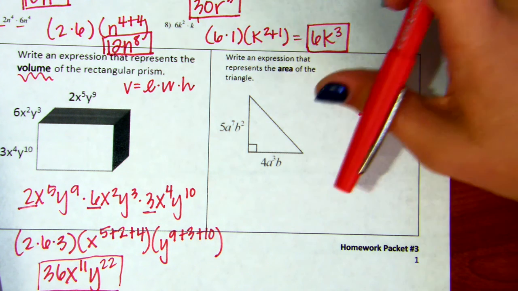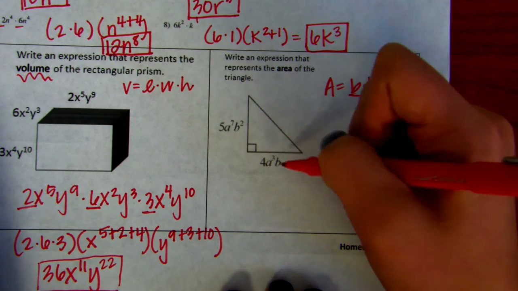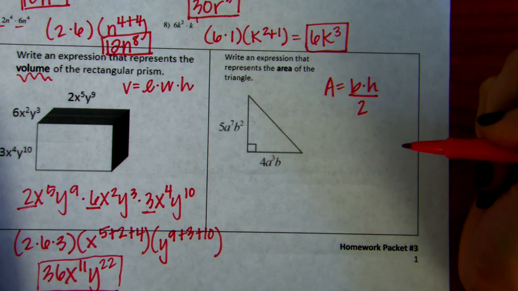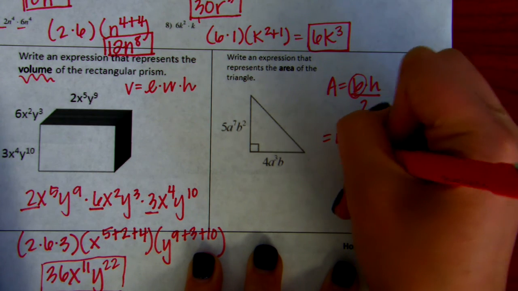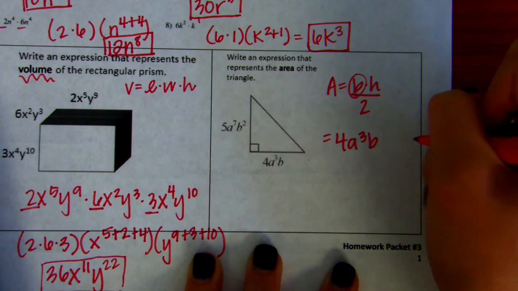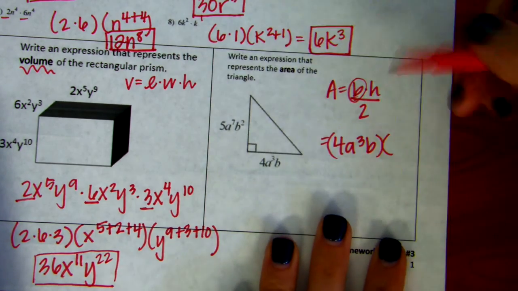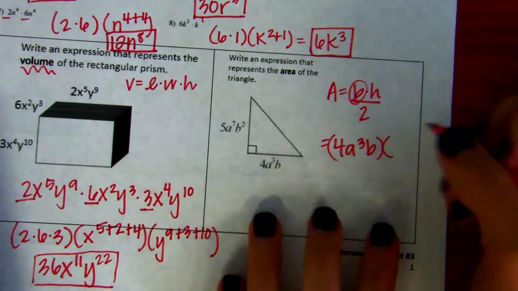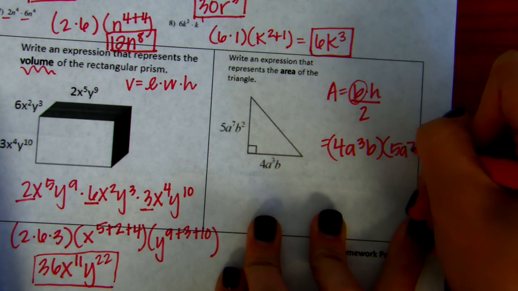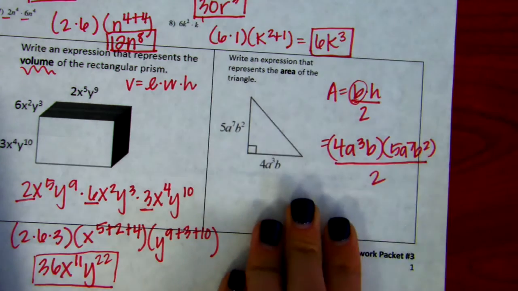Good. What's my base in this problem? The 5a to the 7, b to the 2, or 4a cubed b? Isn't it 4? Yep. So instead of writing b, I'm going to write 4a to the 3rd power b. I like using parentheses to indicate multiplication because if I have b and h next to each other, that means I'm doing multiply. My height is 5a to the 7b squared divided by 2.